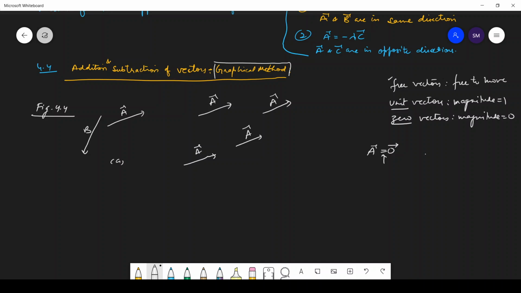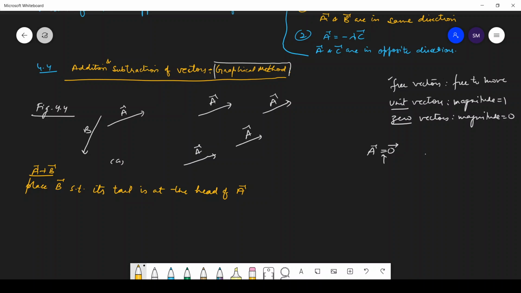So now how are we going to add these vectors A and B? As they are free vectors, what you can do is place vector B such that its tail is at the head of vector A. Okay, so this is what you are doing, vector A plus vector B.